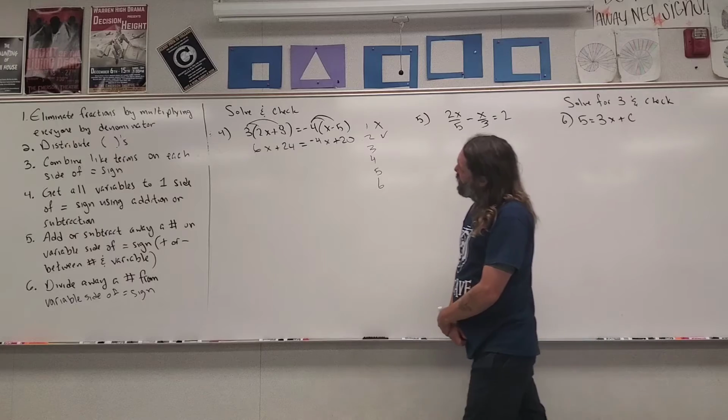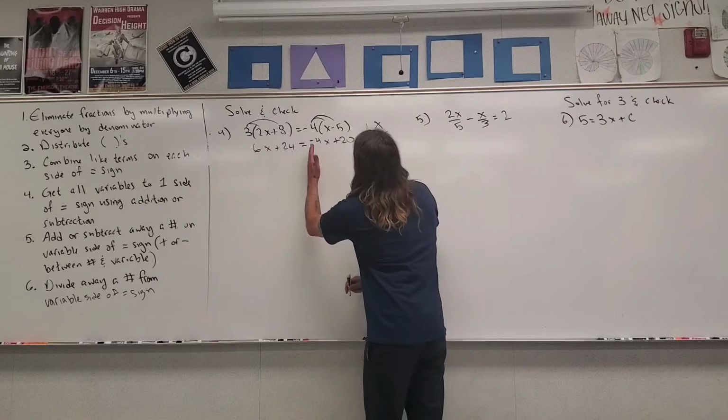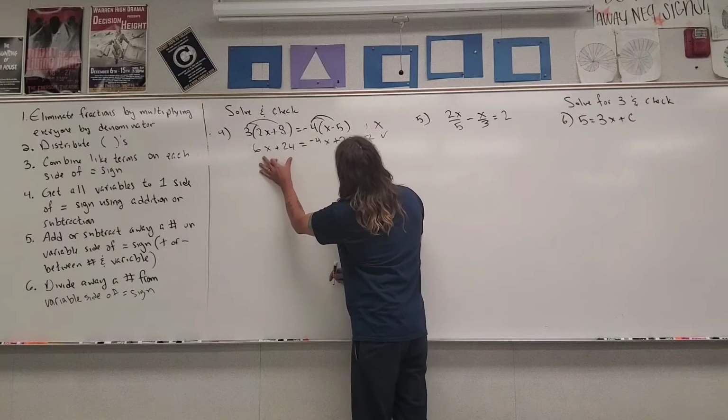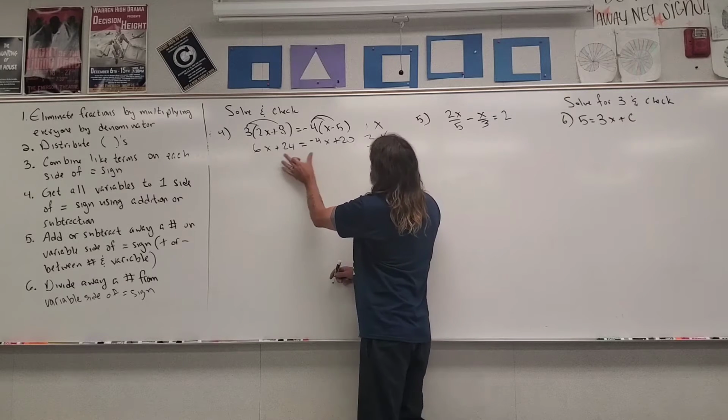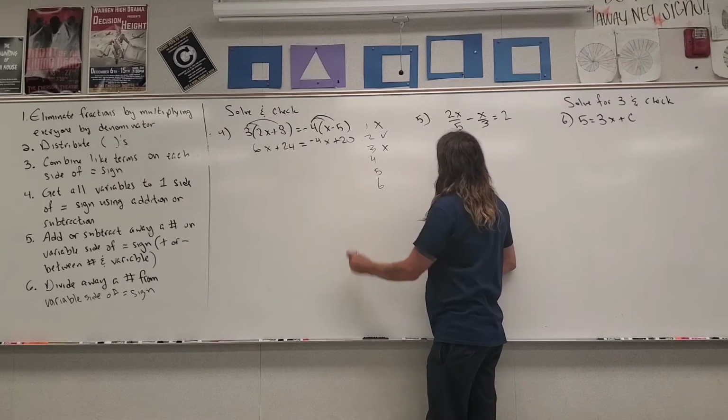Alrighty, so now let's move on to our third step. Can I combine like terms on each side of the equal sign? Can I put anyone together on the left side? No, I cannot. These are not like terms. Same as on the right, they are not like terms, so I cannot do step 3.